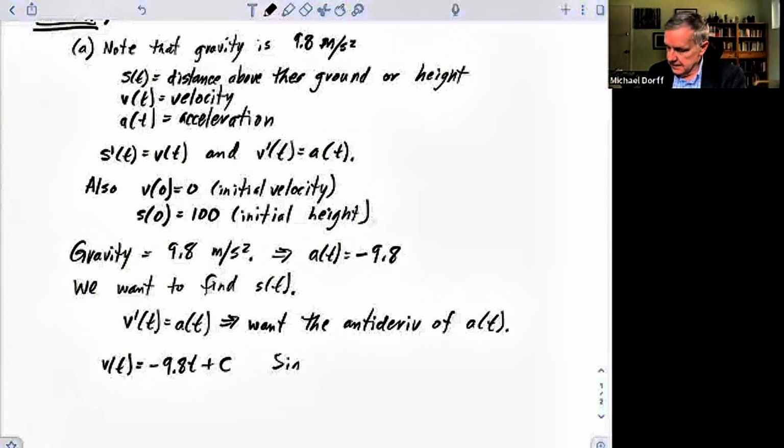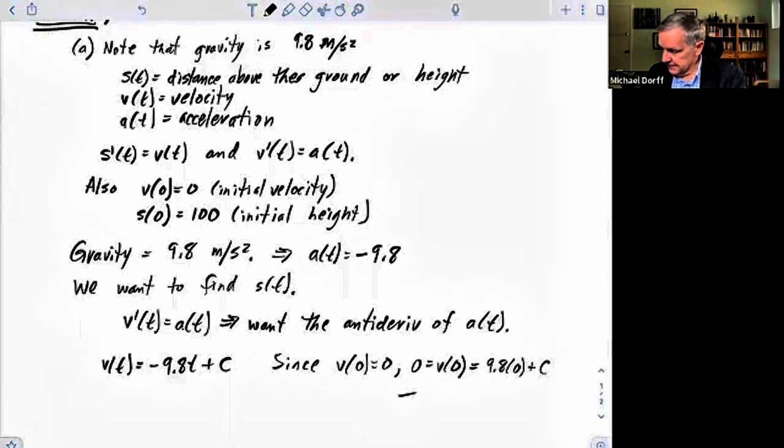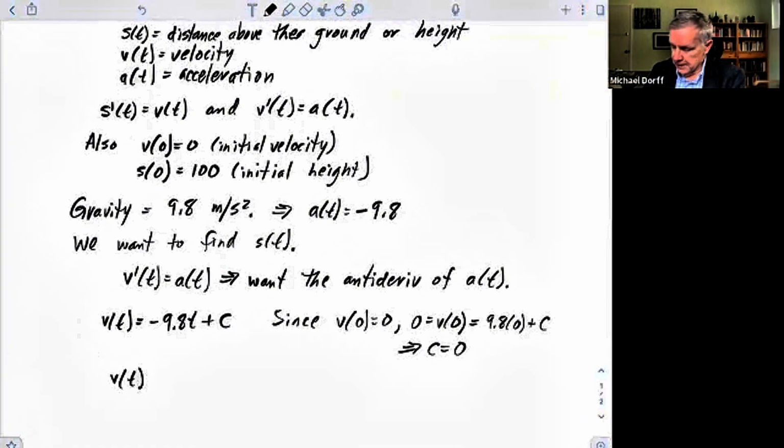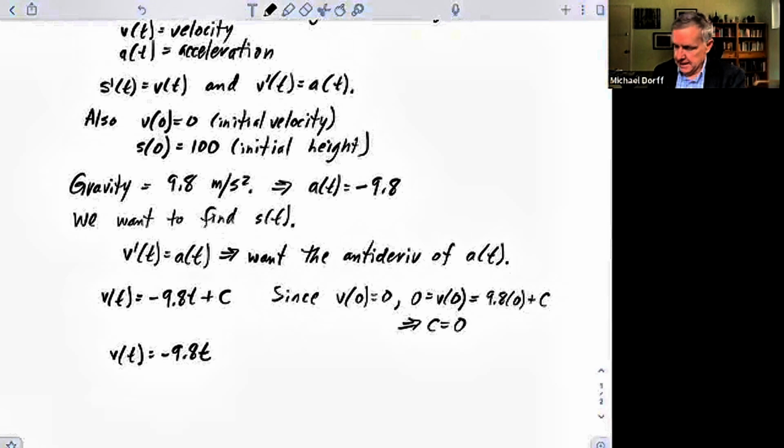Since the initial velocity was 0, now if we plug that into V of t, we get 0 equals V of 0, which would equal negative 9.8 times 0 plus c, and that's just going to give me c equals 0. So my general equation for velocity in this case is negative 9.8 t plus 0. So we have this.